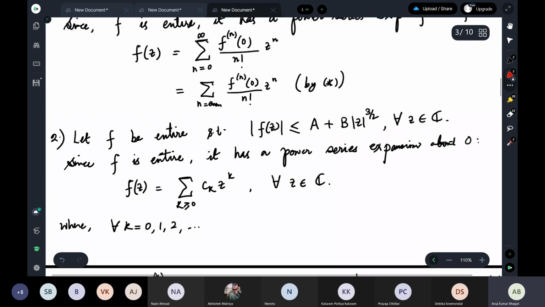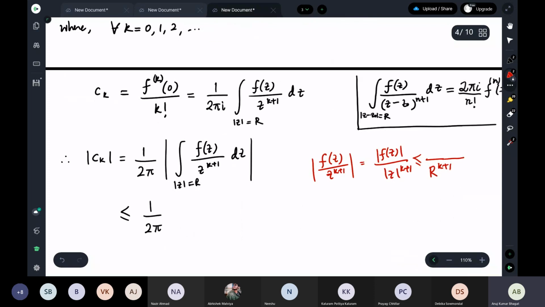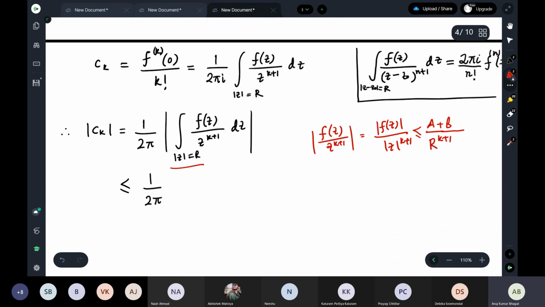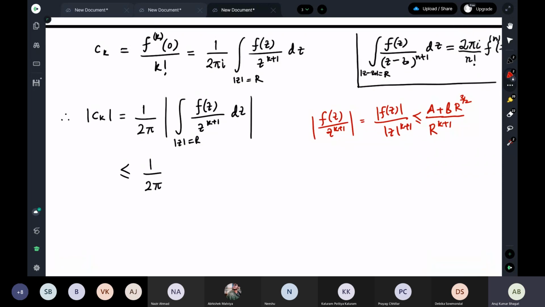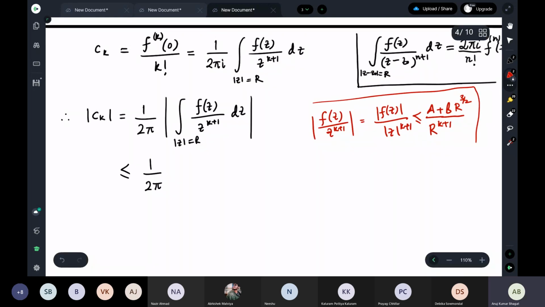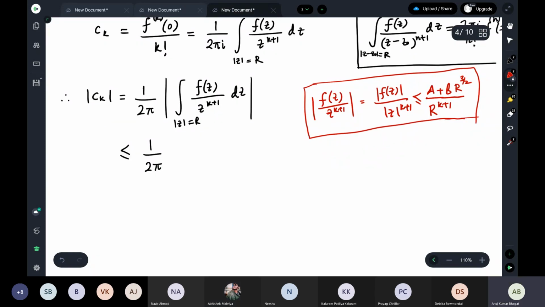So instead of taking the whole of z, I want to consider this over this circle. You have to take the bound on that circle. So the maximum value that mod z can take is r, and 3 by 2. So am I clear what I have written here? Why is this true? Yes, so the maximum value is on the boundary. So what is the maximum value here? So M is this, which is a plus b r to the power 3 by 2 divided by r to the power k plus 1.